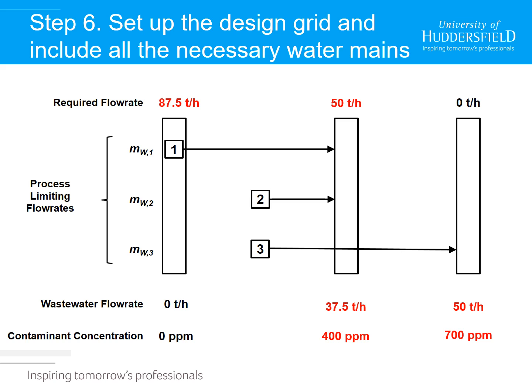The processes of the system are placed onto the grid based on their inlet and outlet concentrations and their limiting water flow rates.